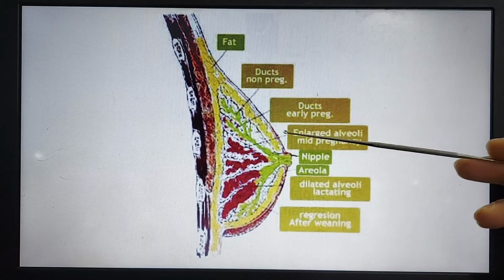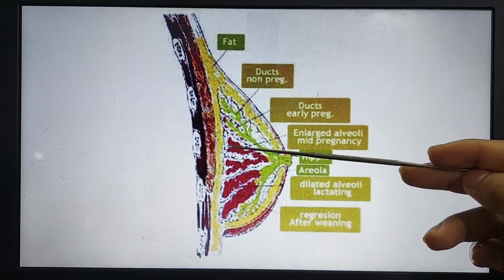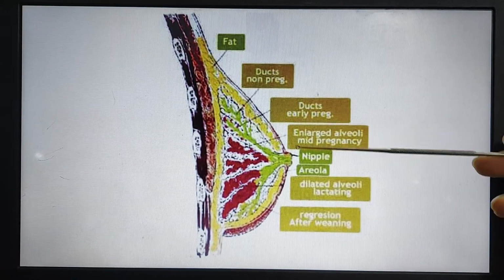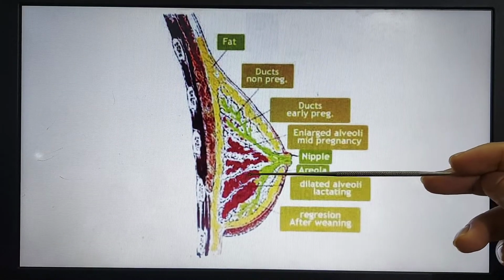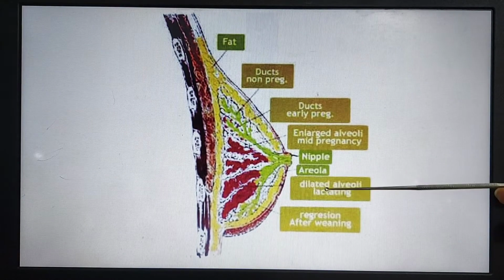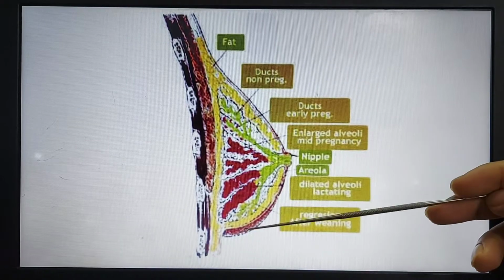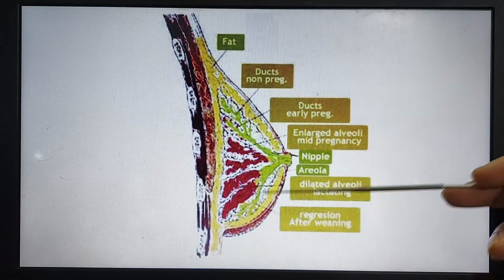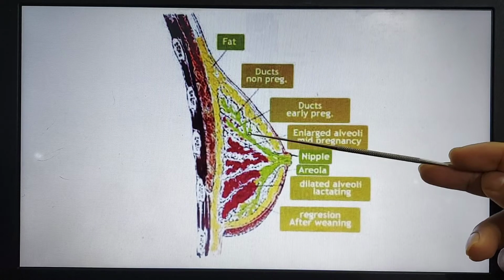In mid-pregnancy, the ductal system and the alveoli or acini enlarge in size, and after the delivery or in late pregnancy, they start to secrete milk. The milk accumulates within the sinus and the ductal system so that they get dilated. And after the cessation of lactation, the breast finally regresses near about its previous size.